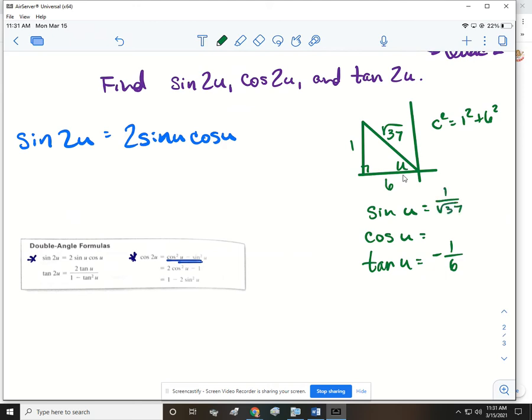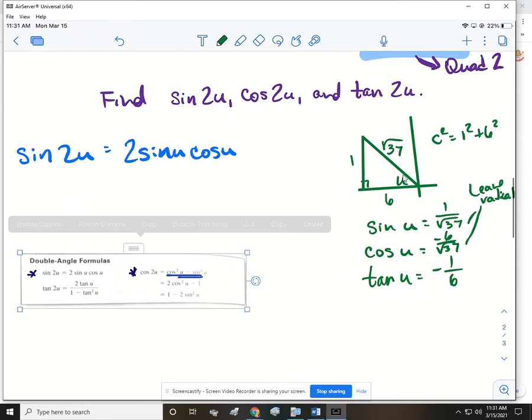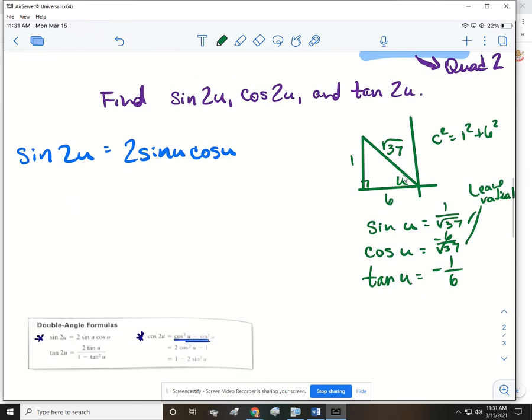Now this time, we're going to leave our radical in the denominator, because when I look at all these formulas, I'm squaring and I'm multiplying it by a cosine, so that radical is going to kind of take care of itself. All right, and then the cosine is -6 over the square root of 37. We're just going to leave the radical. Now, it won't be wrong if you don't leave the radical. It's just going to be easier if you do.